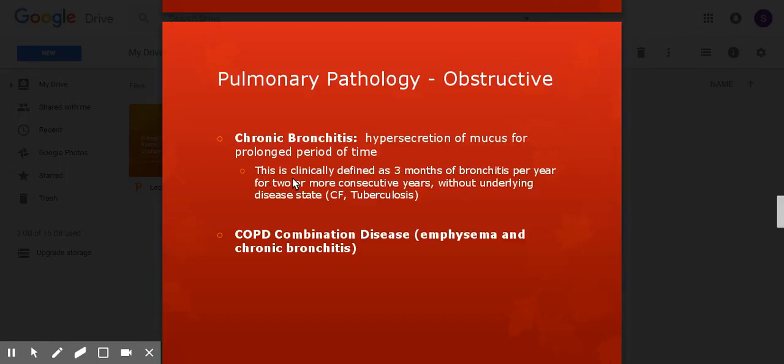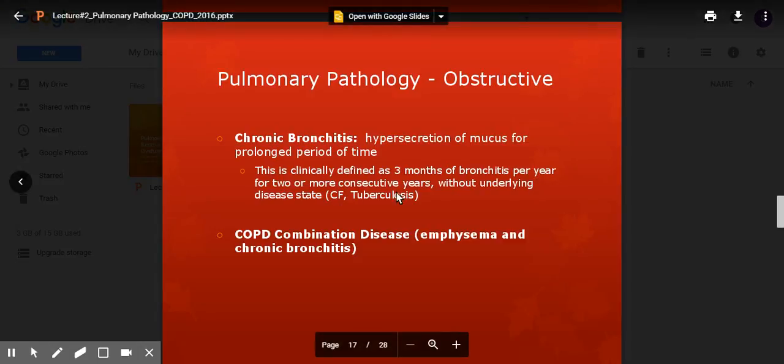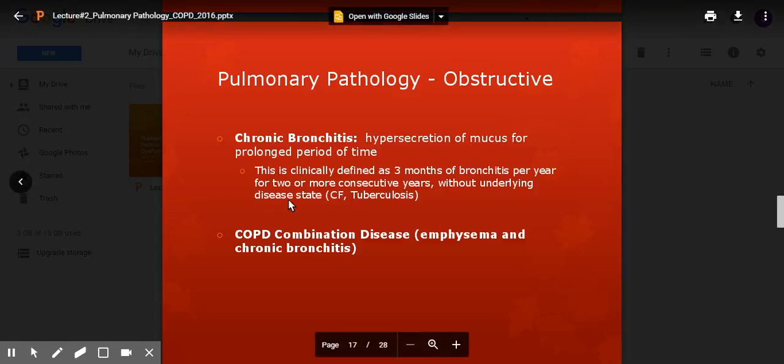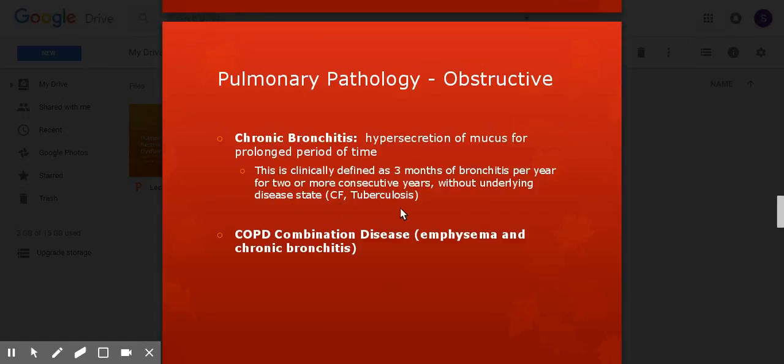Chronic bronchitis is clinically defined as 3 months of bronchitis per year for 2 or more consecutive years without any underlying disease states such as cystic fibrosis or tuberculosis triggering the buildup of mucus.